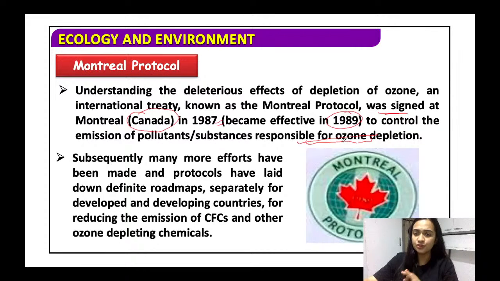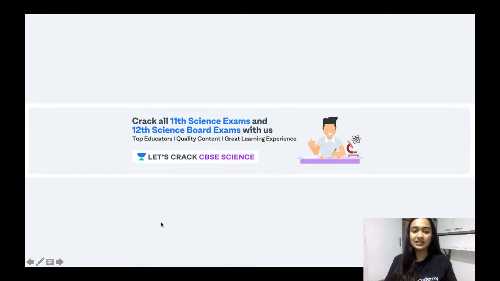Montreal Protocol सिर्फ और सिर्फ ozone depletion पे focus किया, and subsequently many more efforts have been made and protocols have been laid down to define roadmap separately for developed countries. तो बेसिकली उन्होंने क्लियर आइडिया प्रोजेक्ट किया कि डेवलप्ड कंट्रीज कैसे कंट्रीब्यूट कर सकते हैं, डेवलपिंग कंट्रीज को कैसे कंट्रीब्यूट करना है. So it was a very easy and very effective protocol, and they made efforts to reduce the emission of your CFCs and other ozone depleting chemicals. Fine. So that's it for today.